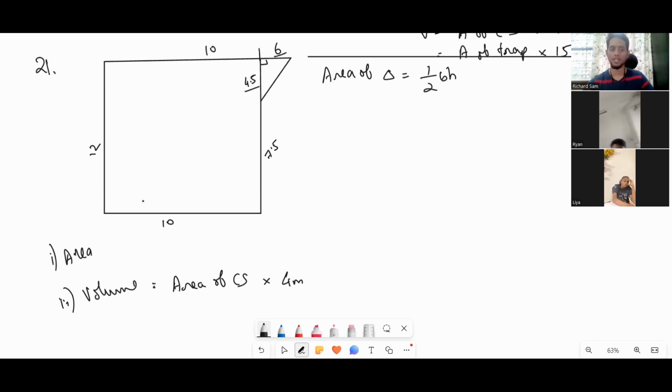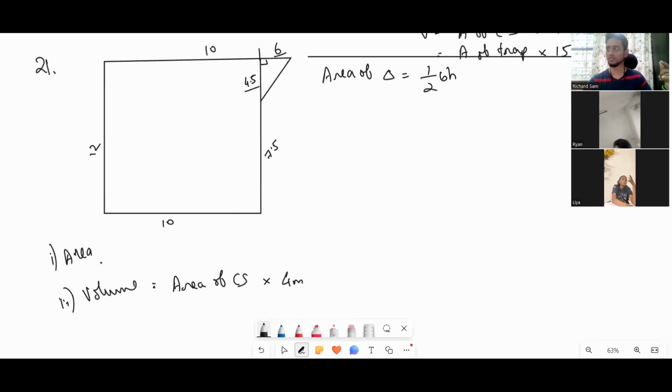All right. And what about the area of this rectangle? Come on, length and breadth. What's the length and breadth? Length is 12. So 12 into 10, 120 is the area of the rectangle. So we got the area of the whole shape.